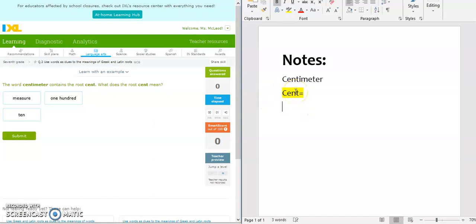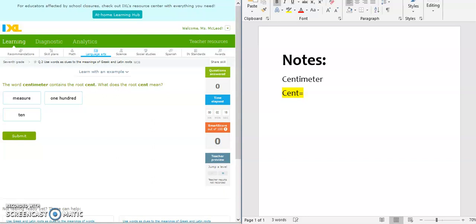Well, I know that centimeter is a form of measurement, right? You have meters and centimeters, and Mr. F has taught us all about that, or Mrs. Smart. So let's look. What are my options? Measure? Well, I don't really think it's measure, because a centimeter is a type of measure. 110. So now I'm not really sure. I think it's between 110, but I'm not really sure.